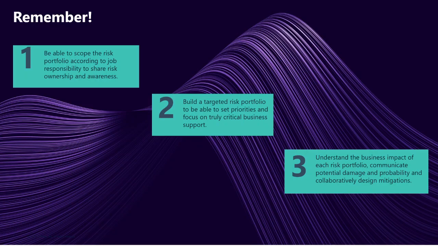To wrap this up, let me finish with these three messages that summarize what we have just discussed. 1. Be able to scope the risk portfolio according to job responsibility to share the risk ownership and awareness. 2. Build a targeted risk portfolio to be able to set priorities and focus on truly critical business support. And 3. Understand the business impact of each risk portfolio, communicate potential damage and probability, and collaboratively design mitigations.